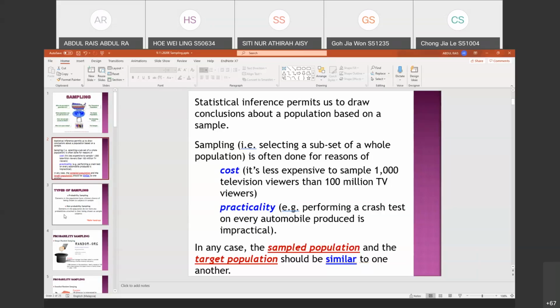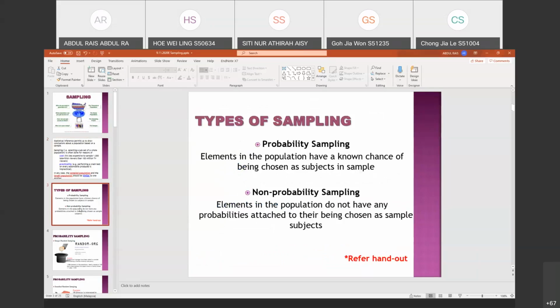Okay. Now, generally sampling ni ada dua. Satu ialah probability sampling, in which the element of the population will have a known chance of being chosen as subject. Yang kedua ialah non-probability sampling, di mana elemen in population do not have any probability attached to their being chosen as sample subject or not. So, keyword dia probability, kebarangkalian, non-probability, tak ada kebarangkalian.